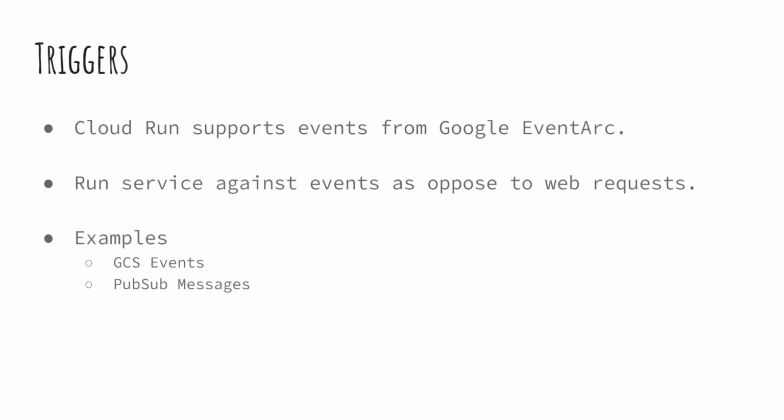Apart from serving web requests, your Cloud Run containers can also service events. Cloud Run integrates with Eventarc, which is a Google Cloud standard of triggering services based on events. These events can be happening across all the Google Cloud services. So for example, you can trigger your Cloud Run service on a GCS event, let's say creation of an object, or a Pub/Sub message. This triggering capability allows you to build event-driven workflows using Cloud Run.